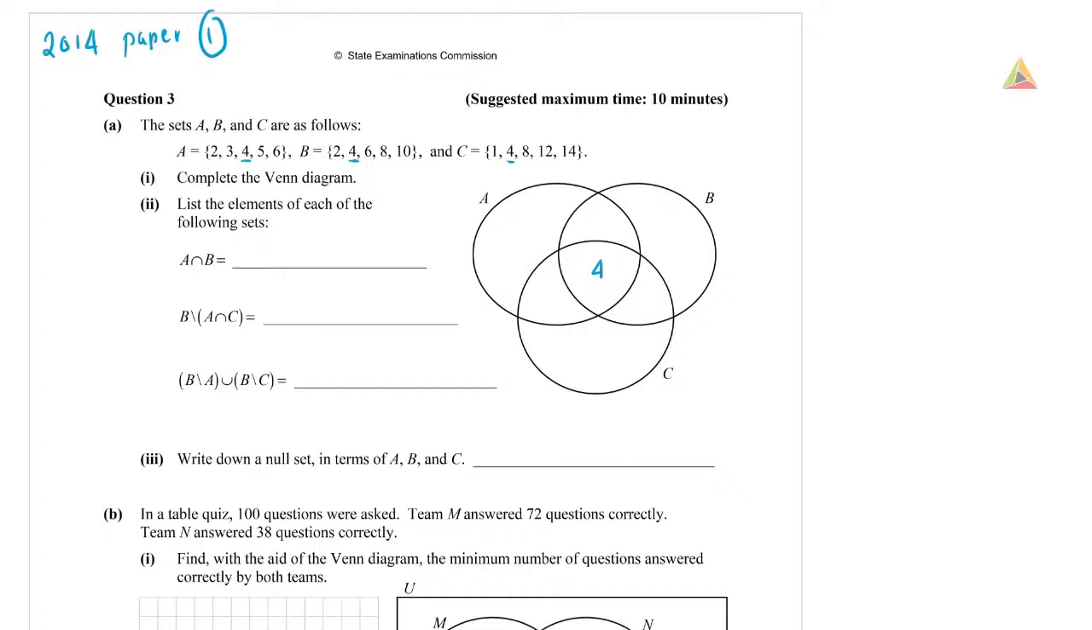Then we're going to look and see, is there anything that's common to both A and B? So for A and B, I see a 2 in A, I see a 2 in B, I see a 6 in A and a 6 in B, and that's it actually. So I'm going to put the numbers 2 and 6 in the A intersection B.